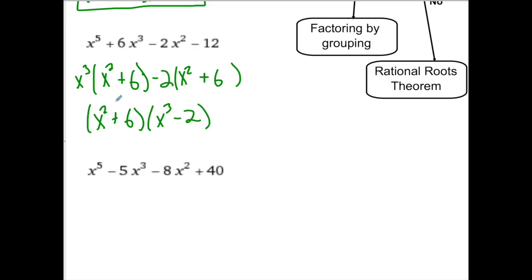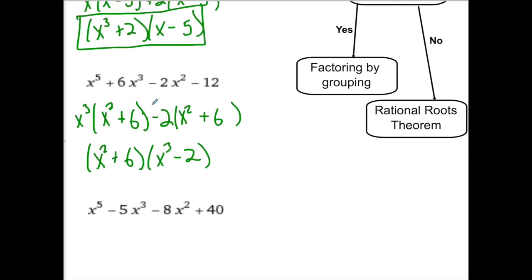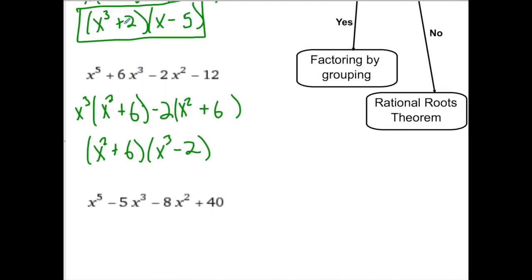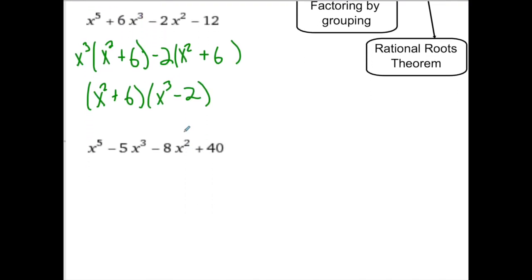This cannot break down anymore. And I know that because it has no real zeros. Right? If I was to set x squared plus 6 equal to 0, there are no real numbers that make that true. And x cubed minus 2 is done because, again, it's almost the same as x cubed plus 2. This wasn't a difference of squares. It couldn't break down, etc. Or difference of cubes or sum of cubes. This is the same thing. It's not a difference of cubes. It's not a sum of cubes. It can't break down anymore. So we are done at this phase right here.